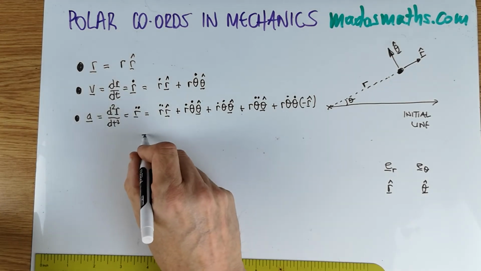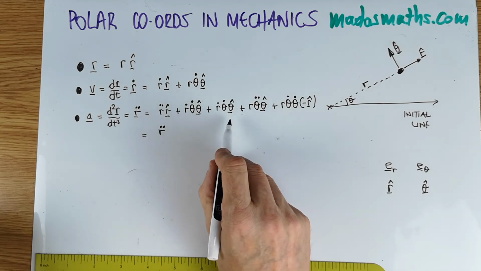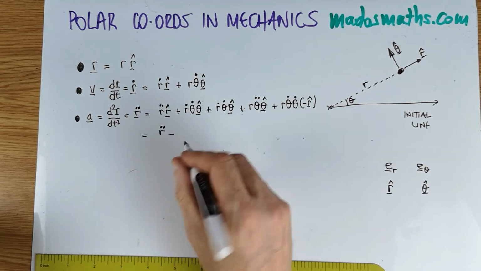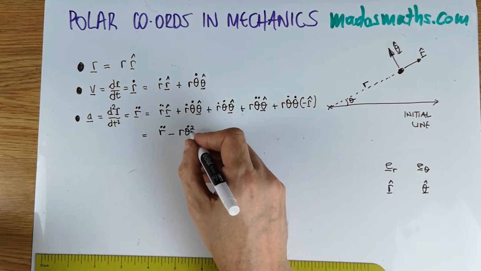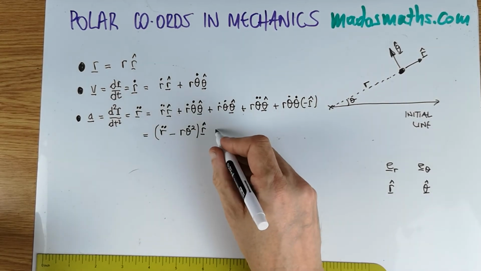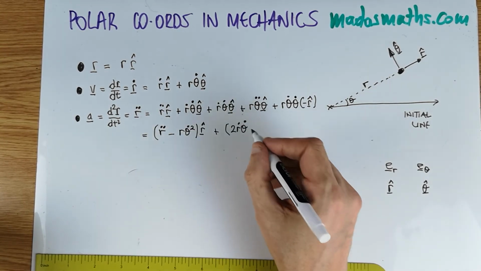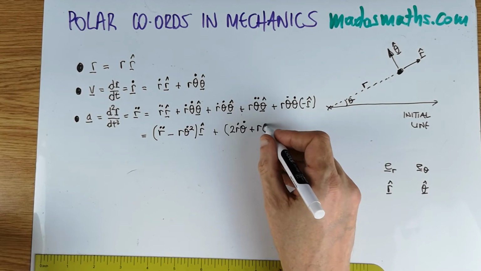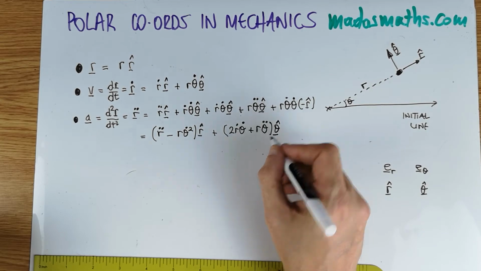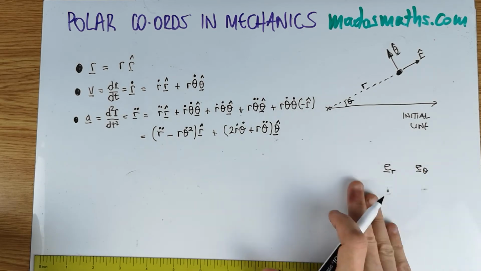Let's tidy this up a little bit. R double dot, we've got some r hat vector, so it's that bit here and that bit here, minus r theta dot all squared in the r hat direction, and we've got two lots of r dot theta dot plus r theta double dot in the theta hat direction. This is the acceleration in polar coordinates for a totally unconstrained particle.